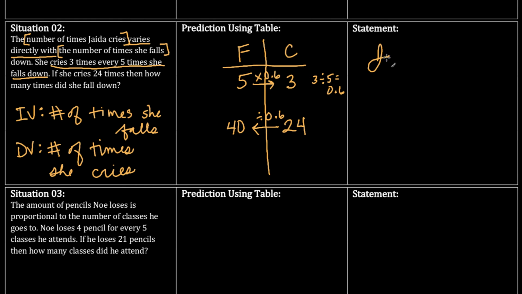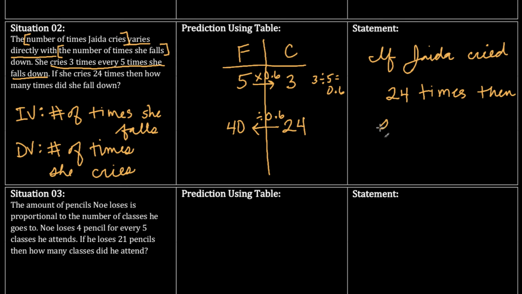So it says if she cries 24 times. So if Jada cried 24 times, then she fell 40 times.